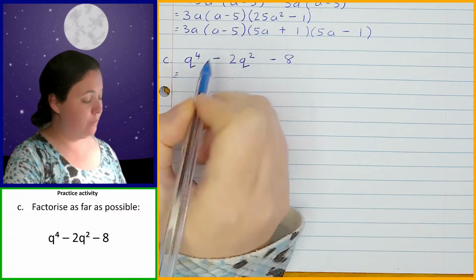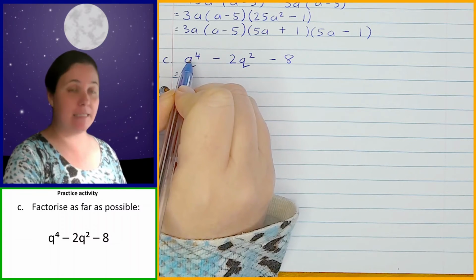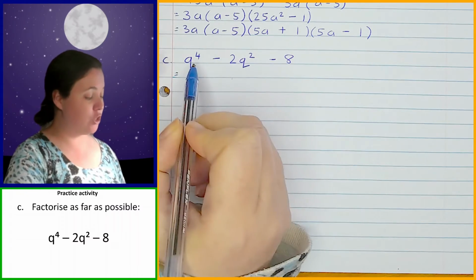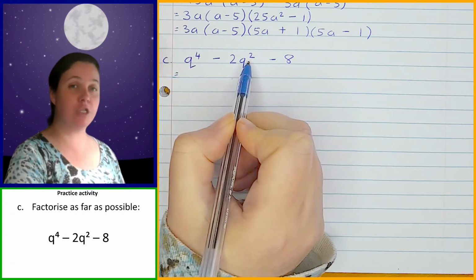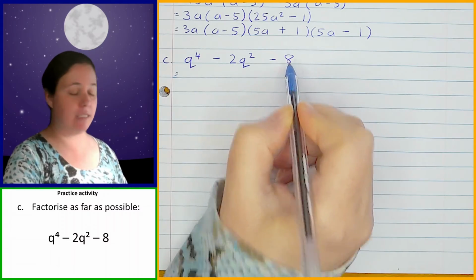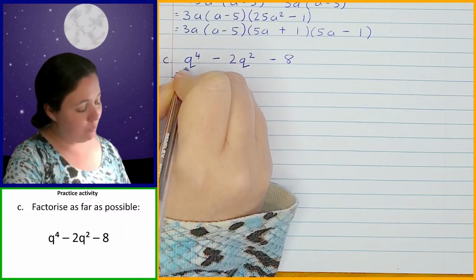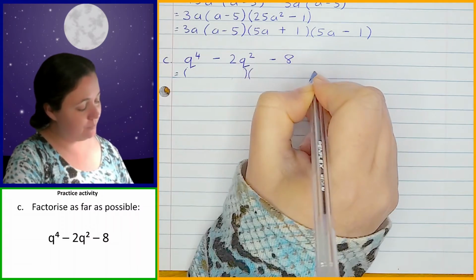So I've got three terms. The first term is to the power of 4. The second term is the same variable to the power of 2. So this exponent is double that exponent, so that's good. And then I've got a constant over here. So this is a trinomial that I can factorize. So I'm going to go and put down my two sets of brackets.